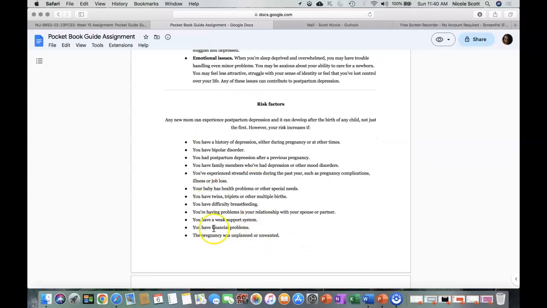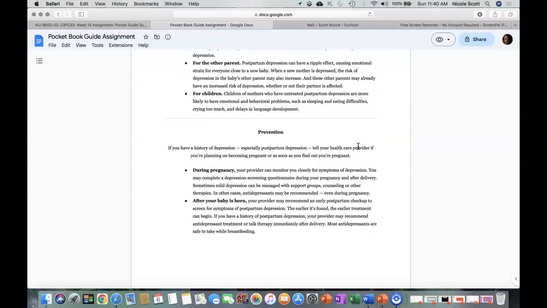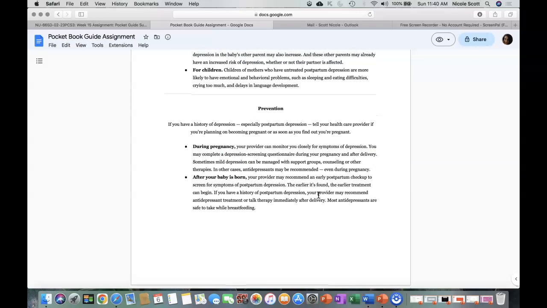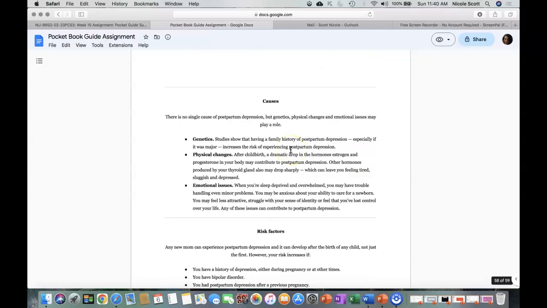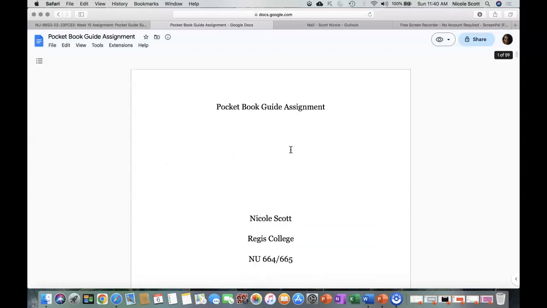Risk factors, that's important to review at the beginning of pregnancy with patients. Complications, prevention. So during pregnancy, definitely look for and monitor, make sure the patient understands what this is and when they should alert you, the provider, if anything is coming up. So that is what I have included in my pocket guide. It's about 60 pages and pretty good information in there.